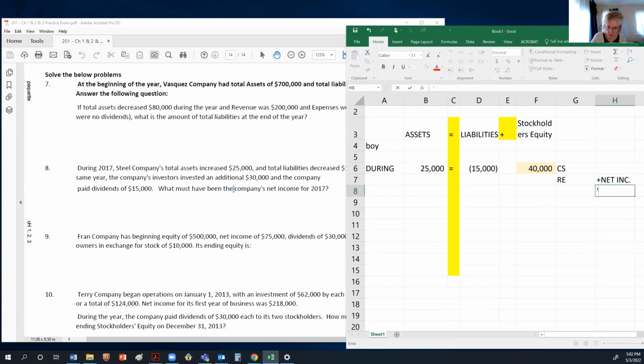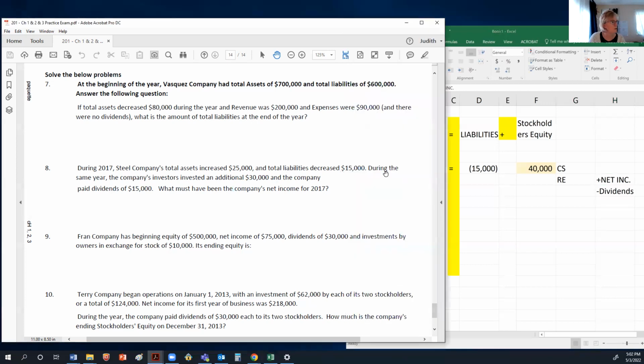Or it's going to be minus dividends. Okay, so we have to be mindful that it could be any of these things. So here we go. We're saying during the same year, company investors invested an additional 30,000 and the company paid dividends of 15. What must have been net income for the year?